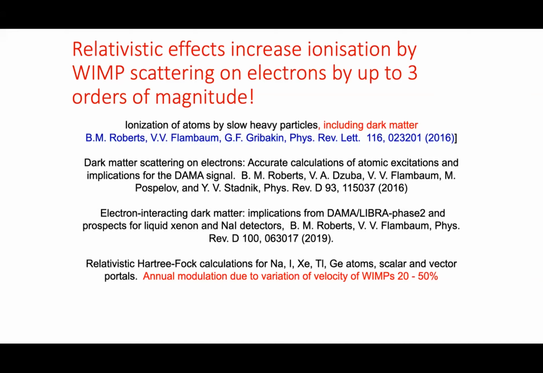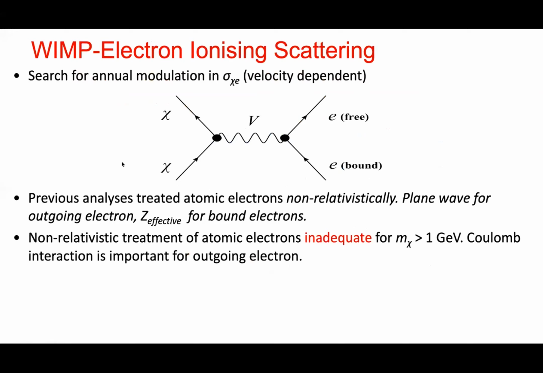So even if the velocity change of WIMP is small due to Earth's rotation around the sun, the change of cross-section is pretty big. We consider this effect. Dark matter particles scatter on an electron, and the bound electron goes to the continuum, so it's ionization. Again, previous calculations were not relativistic, with a plane wave for outgoing electrons, and we did it properly.